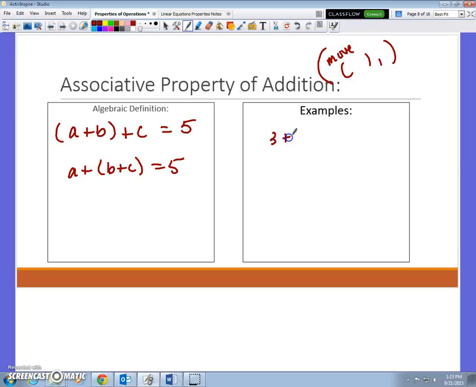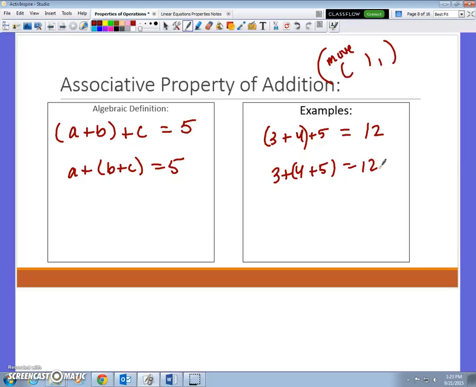So if I had 3 plus 4 plus 5, we know that equals 12. It doesn't matter if I have the 3 plus 4 like this, or I could have it 4 plus 5 like this. As long as it's all held together by addition, it means the same thing. It's going to be worth the same amount. You can put parentheses wherever you want.